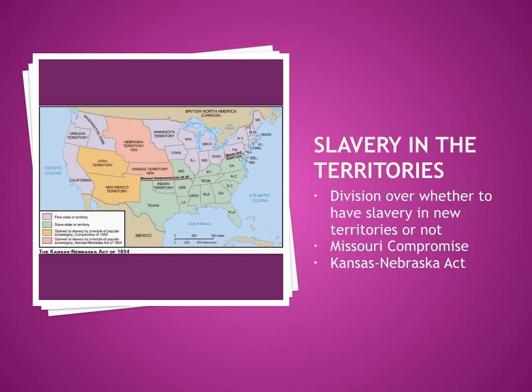Next came the Kansas-Nebraska Act. This law allowed the people in the territories of Kansas and Nebraska to vote in order to decide if they wanted to be a free or a slave state. This essentially repealed the Missouri Compromise and led to increased tension between the North and the South.